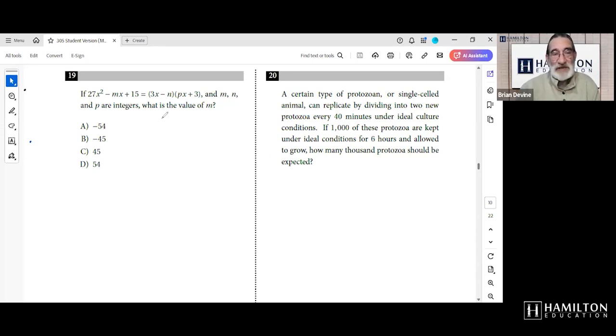Well, you can do this quite quickly by just doubling 1,000. Well, 6 hours is going to be 360 minutes. And 360 divided by 40 is going to be 9. So we're going to double 9 times. So we've got 9 doublings.